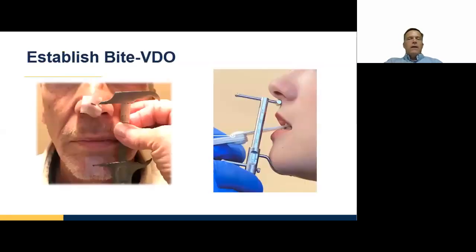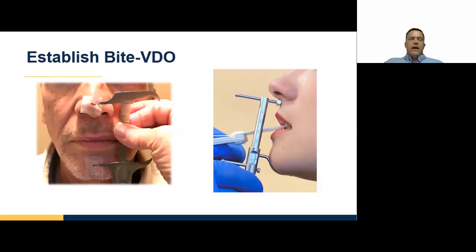So our next step is we want to figure out our vertical dimension of occlusion. We do find removable patients with a functional habitual bite, but often these patients have lost vertical dimension and they may even have dysfunctional bites, just trying to get function with the limited number of teeth they have. So when we're doing our larger removable cases, we often have the opportunity to correct these deficiencies.